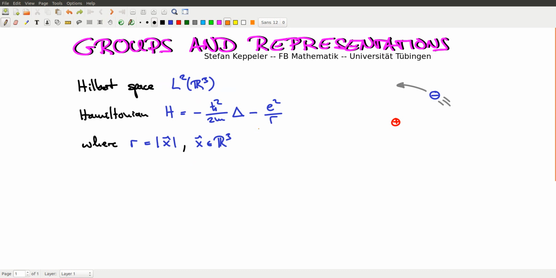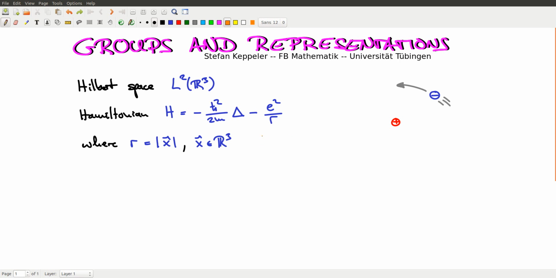and the Hamiltonian takes this form. It consists of a Laplacian here, a differential operator, and there are some constants. h bar is Planck's constant divided by 2 pi, a fundamental constant of nature. M is the mass of this electron here, and e is the charge of this electron, the absolute value of this charge, also the charge of the nucleus of this hydrogen atom.